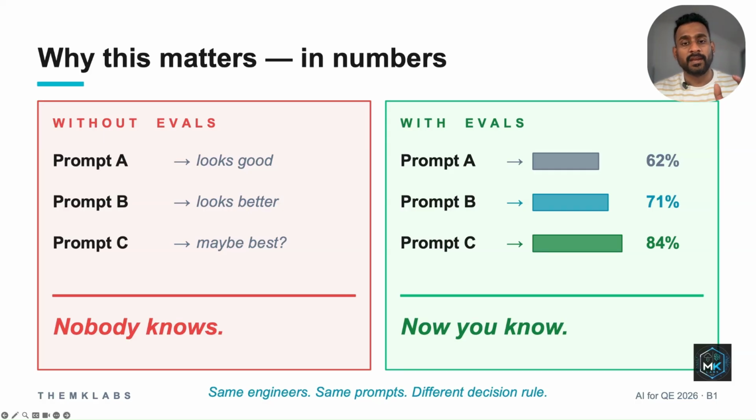This is the difference between AI work that's defensible and AI work that isn't. Imagine reviewing a pull request where someone changed the prompt and you cannot tell if it made things better or worse. That's the world without evals. And that's the world most AI shops are living in right now.